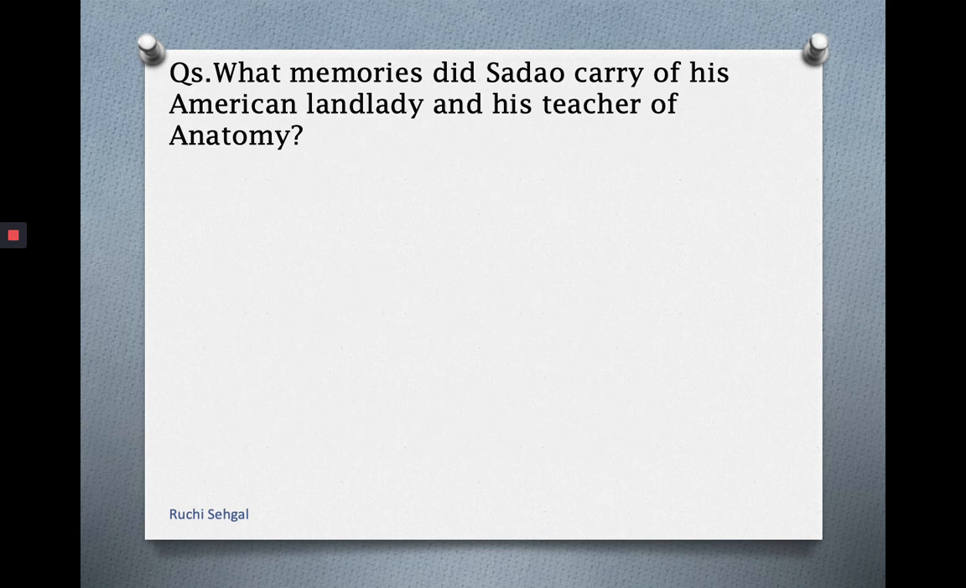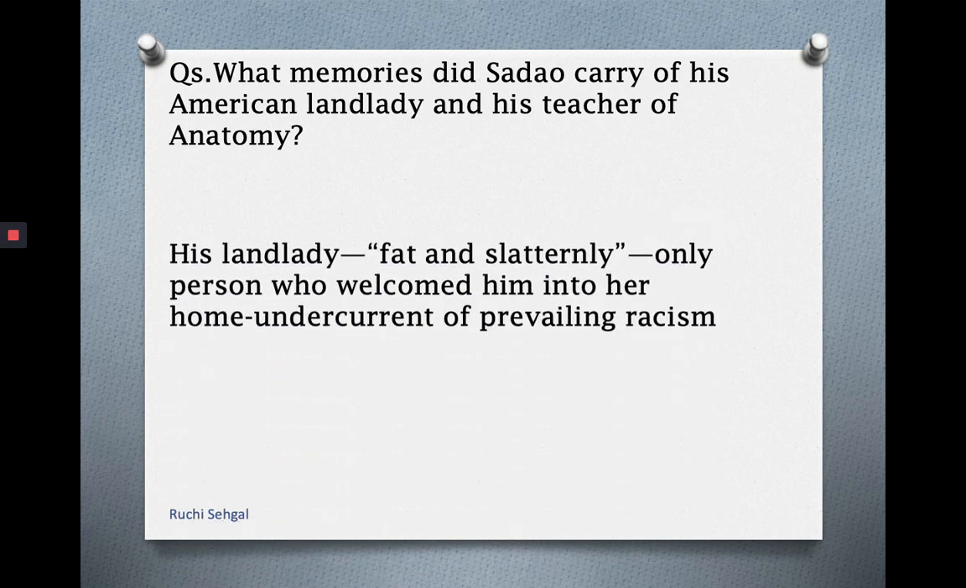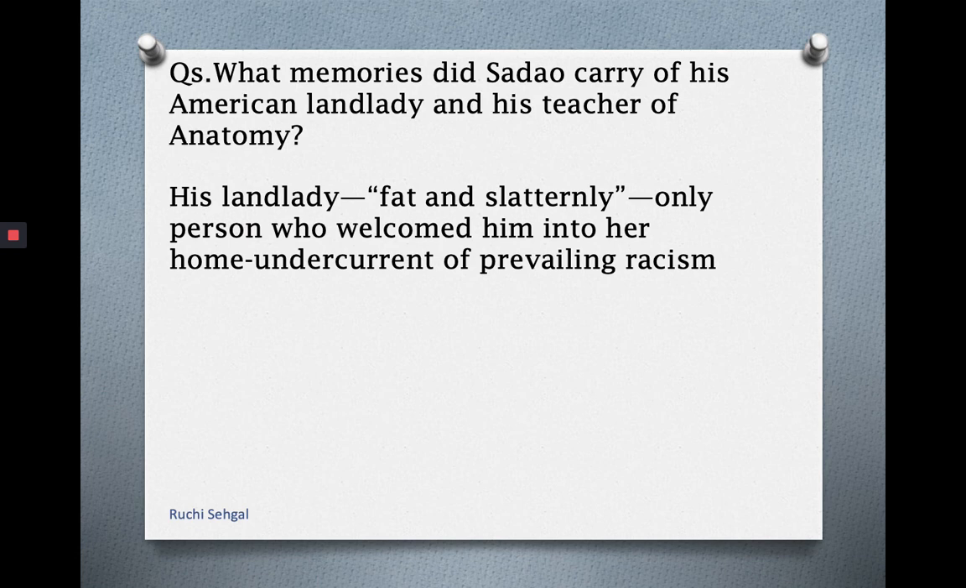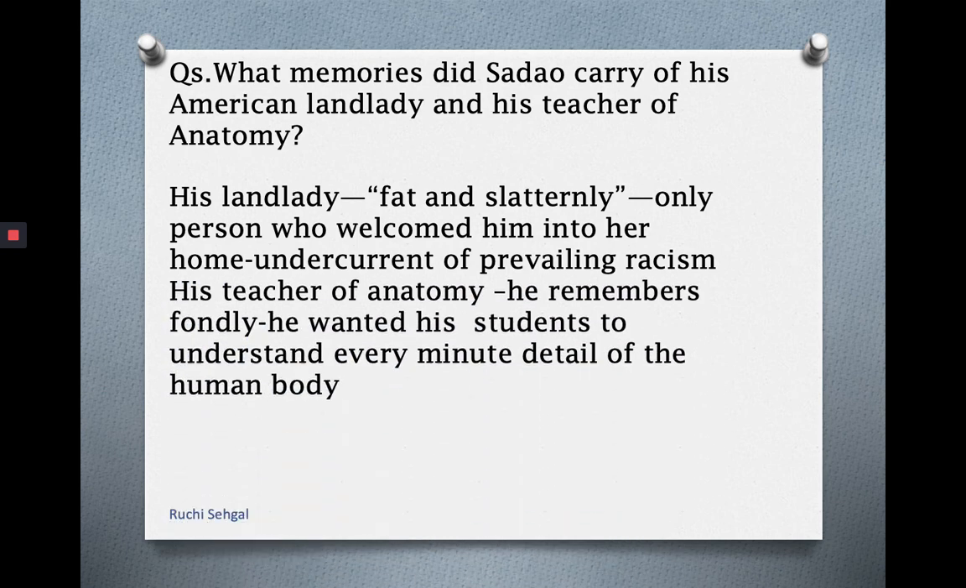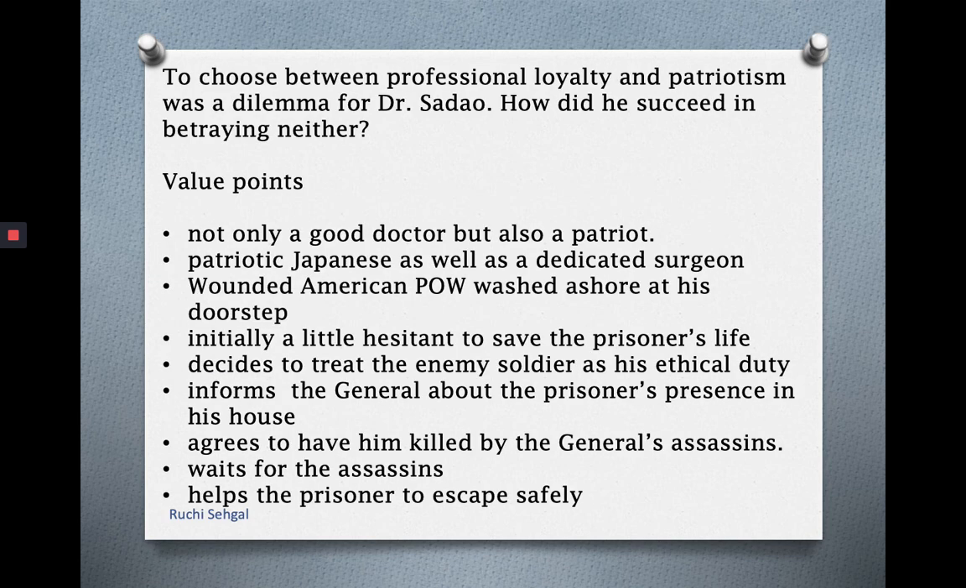What memories did Sadao carry of his American landlady and his teacher of anatomy? So American landlady, slatternly landlady, remember? And his teacher of anatomy who wanted him to be perfect. Yes? So landlady, fat and slatternly, only person who welcomed him into her home, undercurrent of prevailing racism. And his teacher of anatomy remembers fondly he wanted his students to understand every minute detail of the human body.